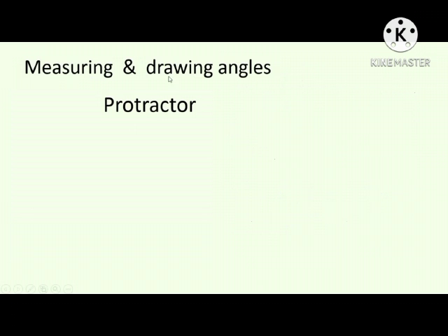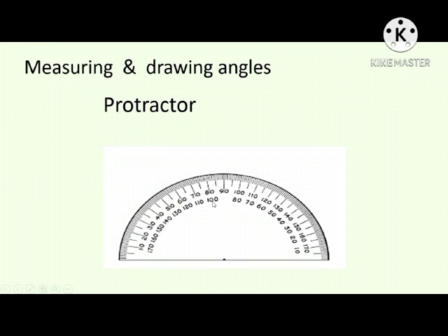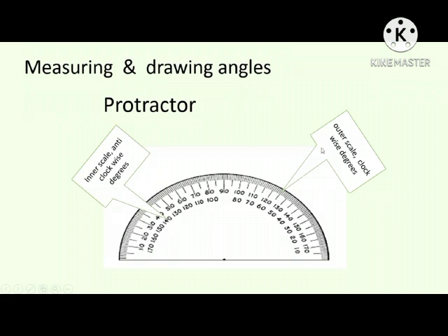Next, measuring and drawing angles. Before that we should know about the protractor. A protractor is a geometrical tool. Here you can see the degrees anti-clockwise and clockwise, the inner scale and outer scale. The inner and outer scales may vary, but you should know the clockwise degree and the anti-clockwise degree clearly. It will help to measure the angle.